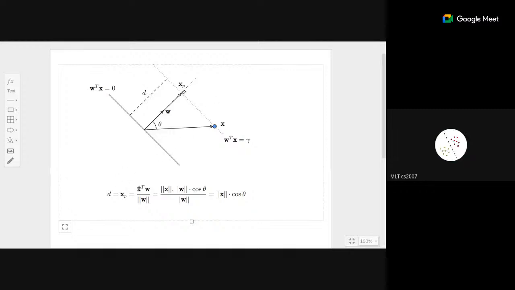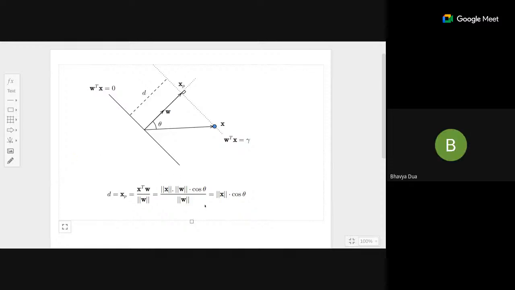Okay, so if you remember in PCA, we wrote the projection vector as X transpose W by norm W. In fact, we would have written this as X transpose W times W because norm W is 1. Now if norm W is not 1, you have to divide by norm W square and all that. But eventually, you'll end up with this formula: X transpose W by norm W.